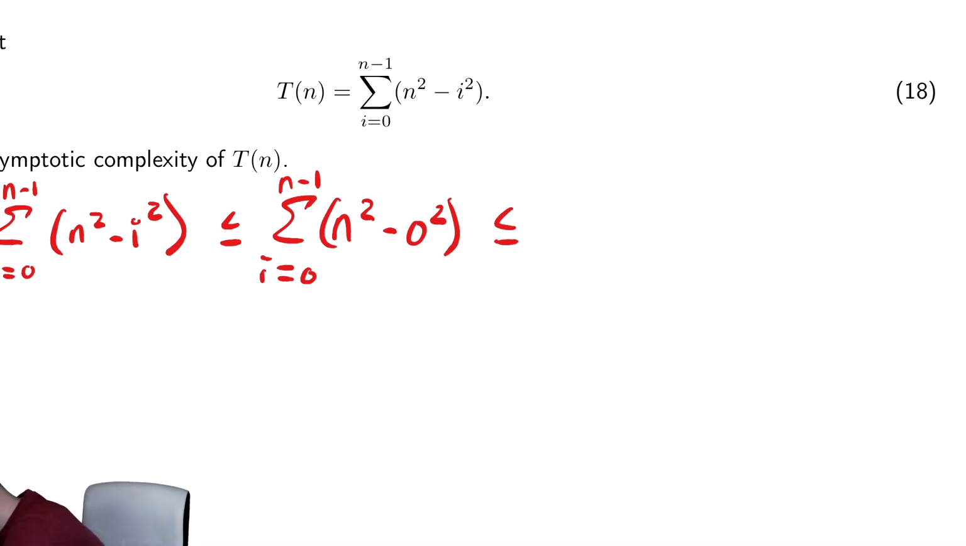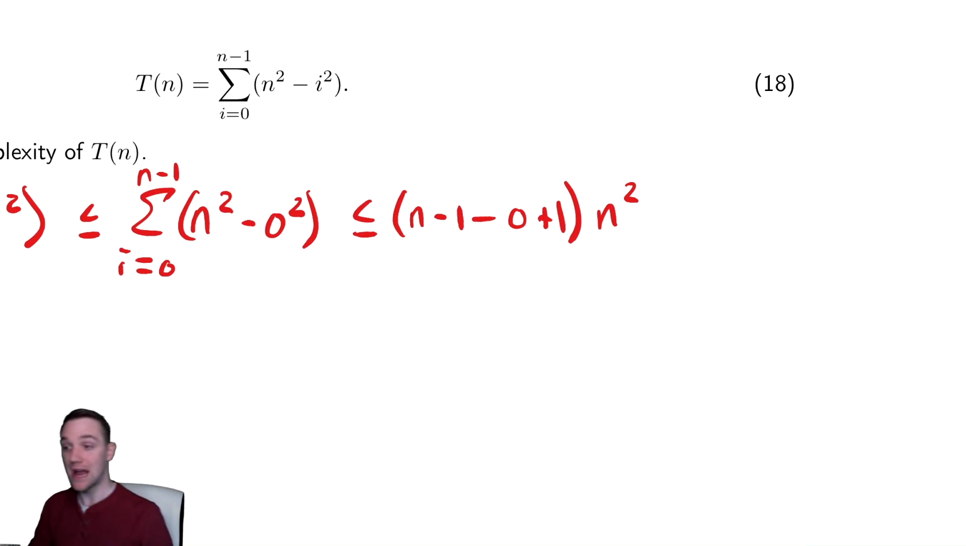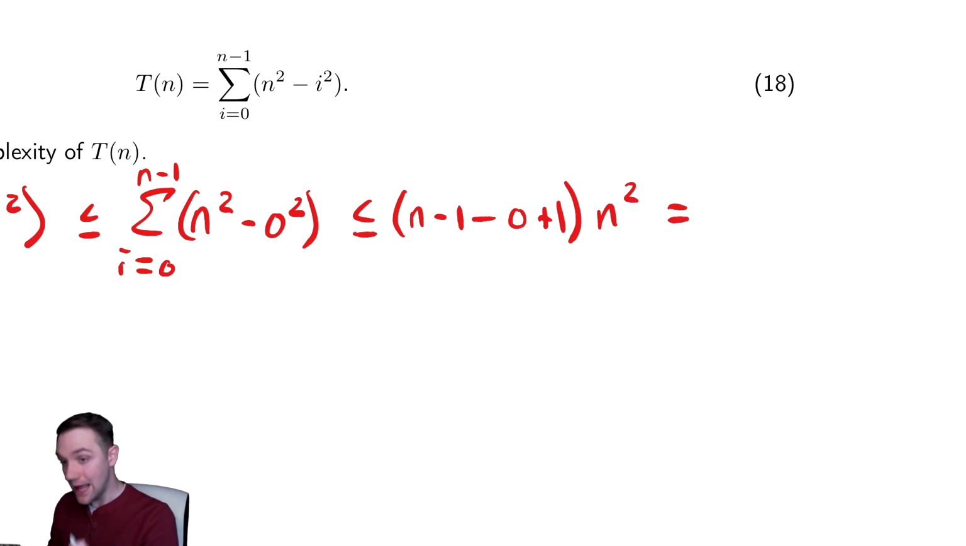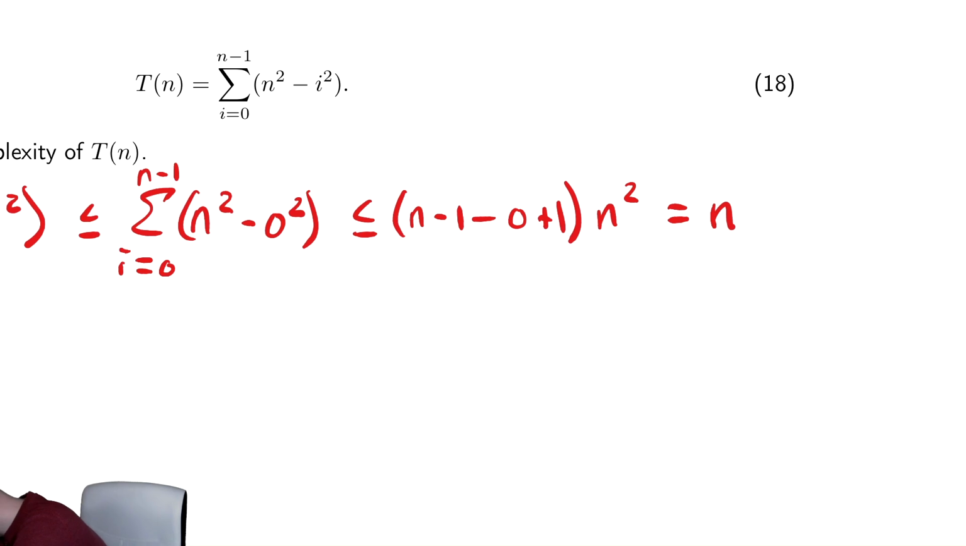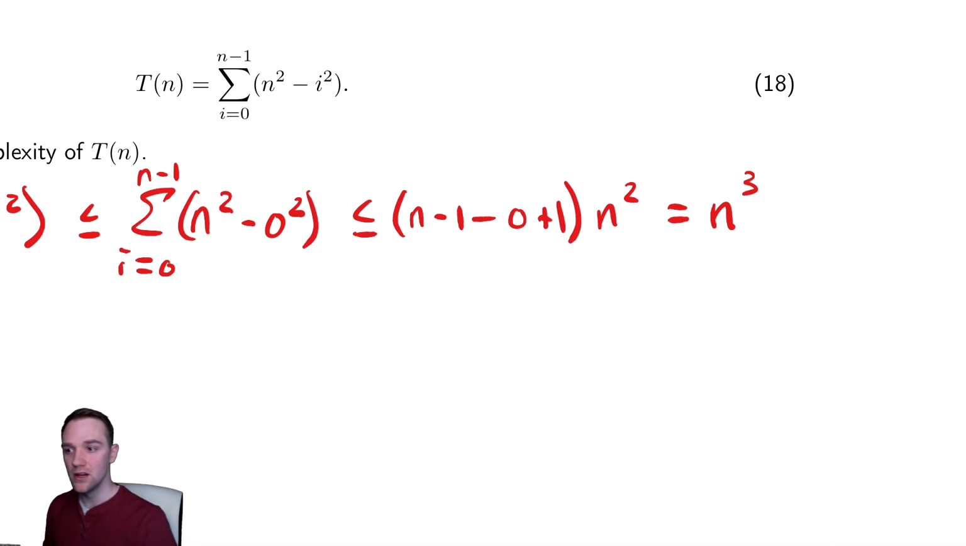The number of terms in the summation, remember, again, is the top bound minus the bottom bound plus 1 times the summand. We're adding up n squared that many times, n minus 1 minus 0 plus 1 times. This is equal to n minus 1 plus 1 cancel times n squared, which is n cubed. So it is in big O of n cubed because we bounded it above by a constant, in this case, 1 times n cubed. We now need to find some way to bound it below by the same thing.